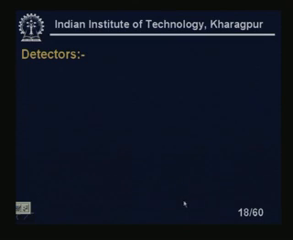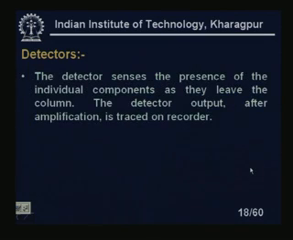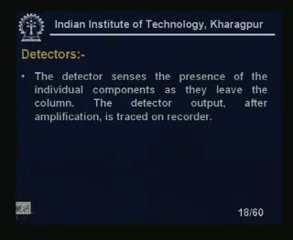Detectors. Now, detectors we will discuss in much detail, as I told you. The detector senses the presence of the individual components as they leave the column. We have injection systems, a carrier gas, a solvent pump, everything is there. The sample goes to the column, and from the column it elutes depending on the adsorbent material, and ultimately it comes to the detector. All the columns will be followed by a detector, and the detector will be followed by a recorder. The detector output after amplification is traced on a recorder, right.